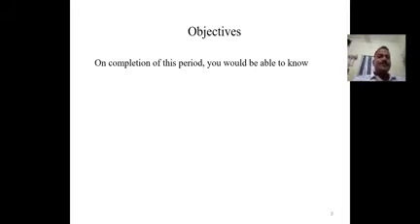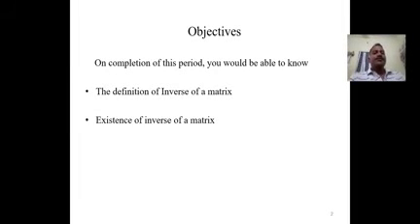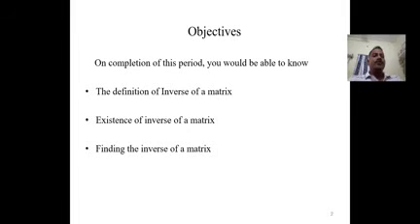After completion of this period, you would be able to define the inverse of a matrix, the existence of the inverse of a matrix, and finding the inverse of a matrix.